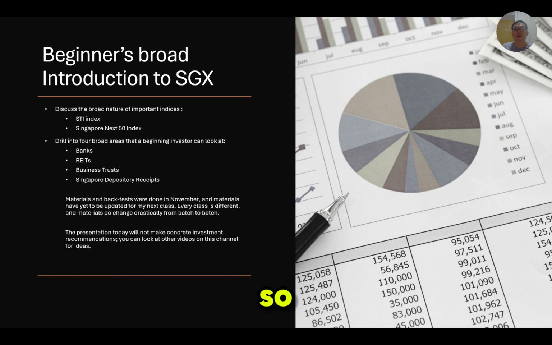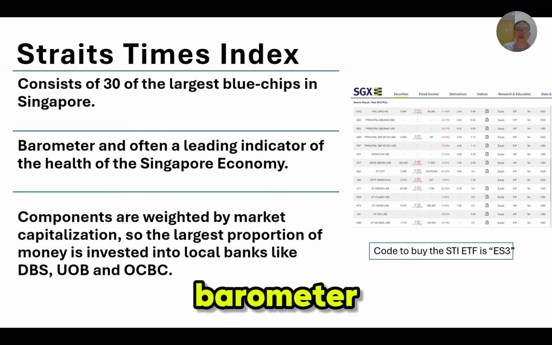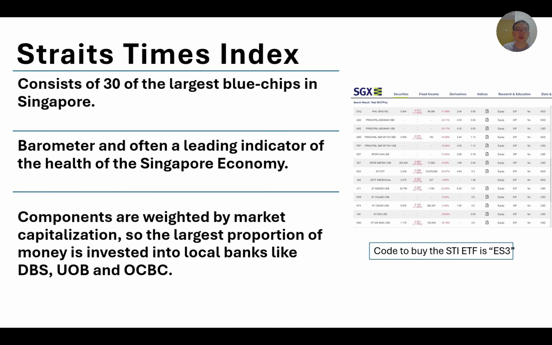So let's talk a little bit about the Straits Times Index. If you want to understand Singapore and Singapore investing, you need to understand 30 of the largest blue chip counters in Singapore. This is often a barometer and a leading indicator of the health of the Singapore economy. The important takeaway is that our Straits Times Index is capitalization weighted, so the stock counters with a larger market capitalization will have a larger proportion of money invested in them. You will find that for the STI, over 40% of your assets are distributed between DBS, UOB and OCBC. So it is very much a financial kind of index.